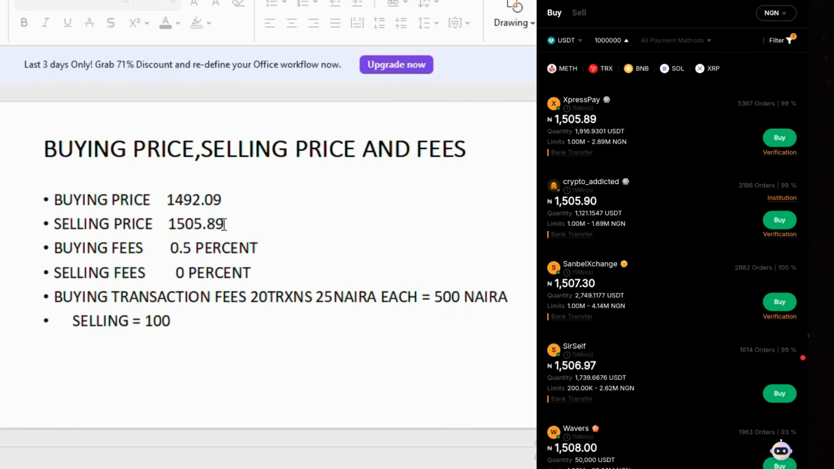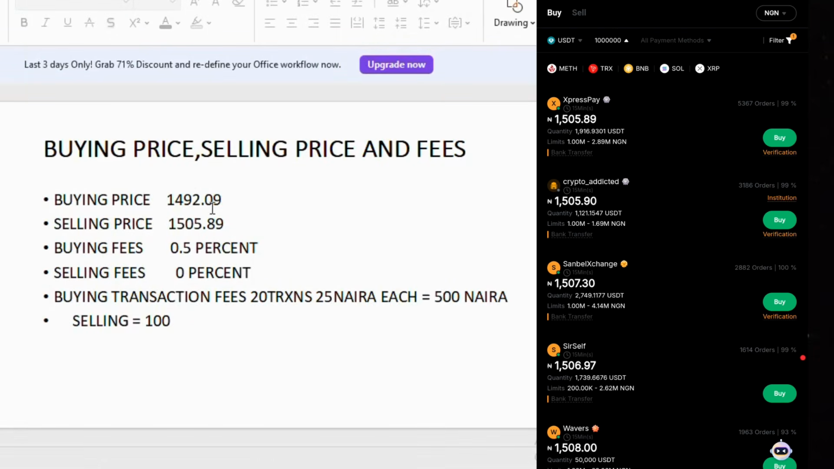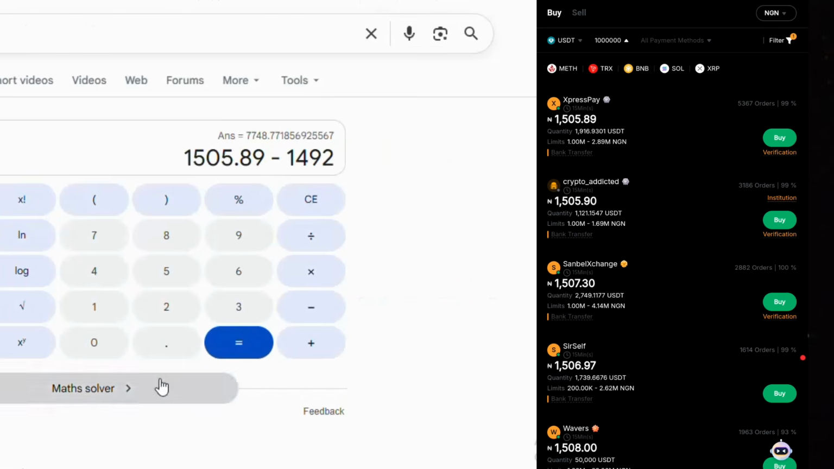The selling price is 1505.89. So let's use the calculator. Forgive me. 1505.89 minus 1492. Wait, let me confirm again. 13.89.